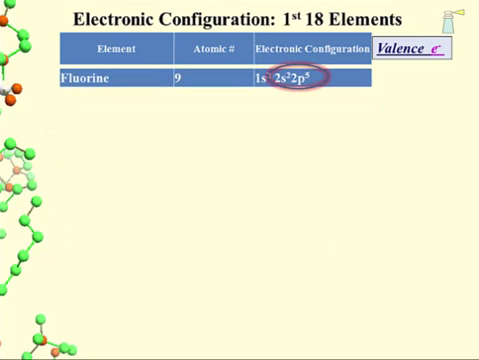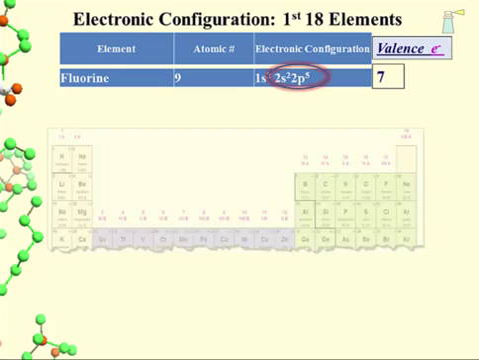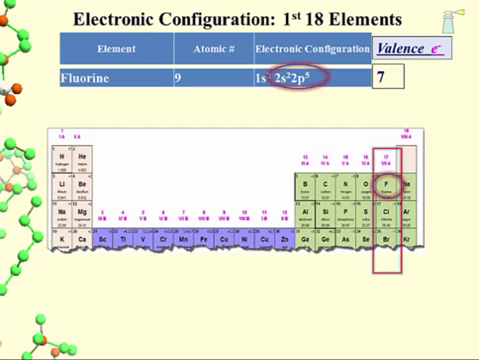What about fluorine? Consulting its electronic configuration, we see that it has 2 electrons in the 2s orbital and 5 in the 2p block, for a total of 7 valence electrons. Using the periodic table yields the same value of 7.